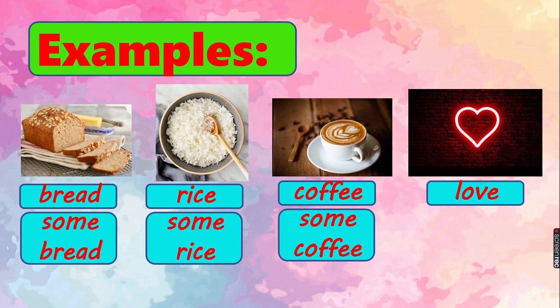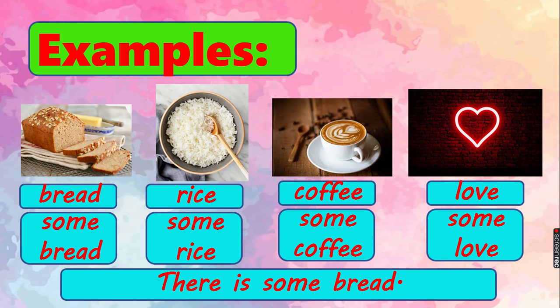Love. We can say some love. We cannot say loves. We cannot say, oh, there are so many loves. We cannot say, there are so many coffees. So we can only say bread, rice, coffee, love. Some bread, some rice, some coffee, some love. Or we can use the word much. Later on, we'll talk about it.